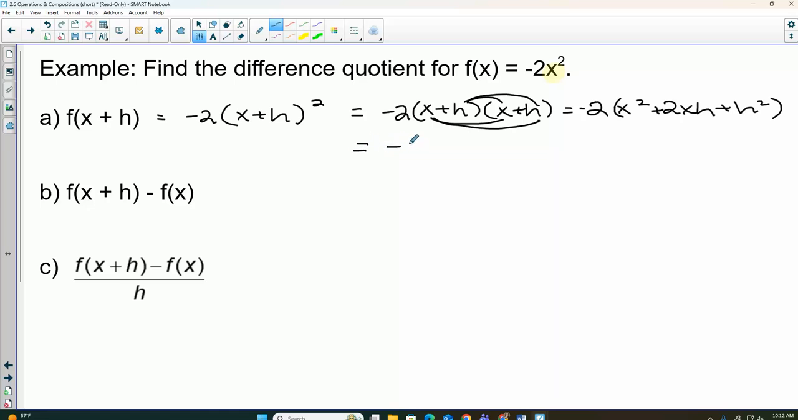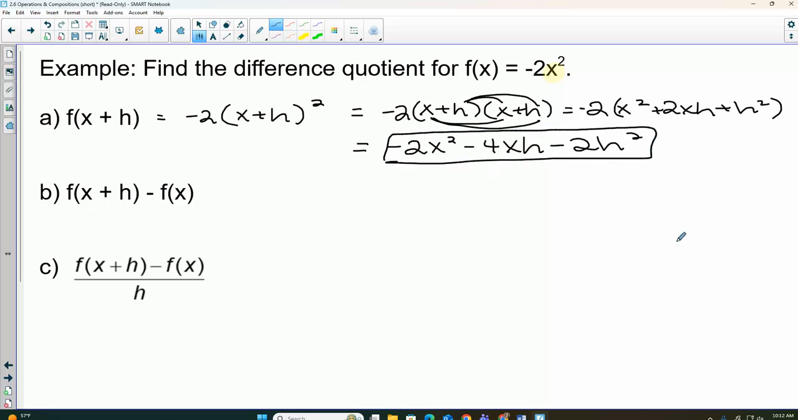So if I distribute my negative 2, I get negative 2x squared minus 4xh minus 2h squared. Part A is always the longest part. After part A, things should cancel out every time. So you had to write x plus h twice, FOIL it, and then we could multiply through the negative 2.